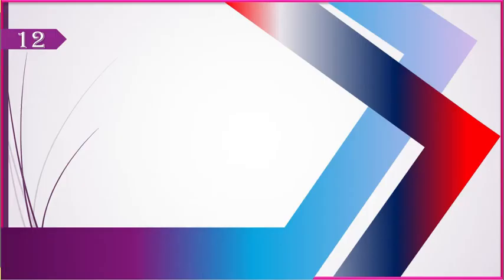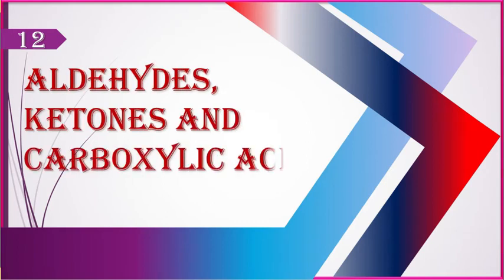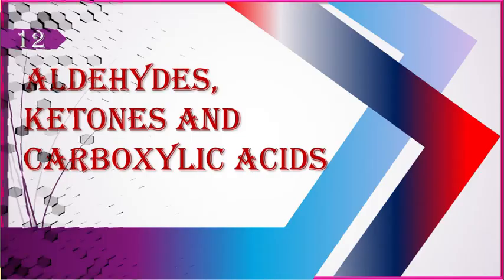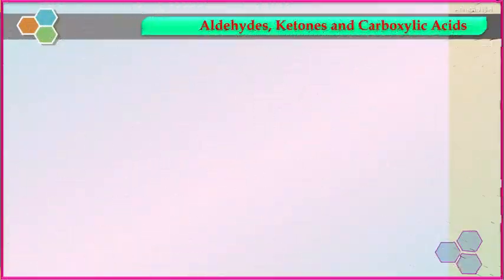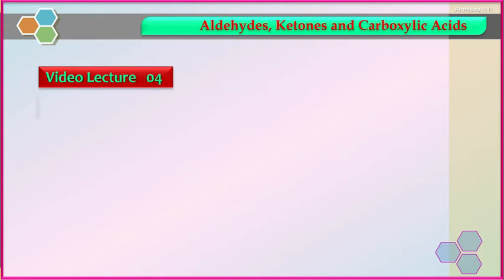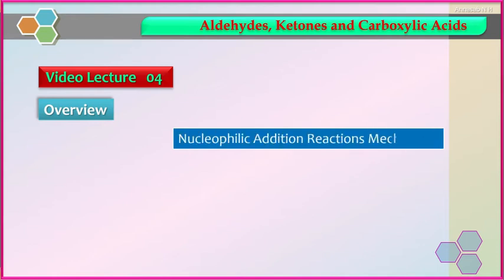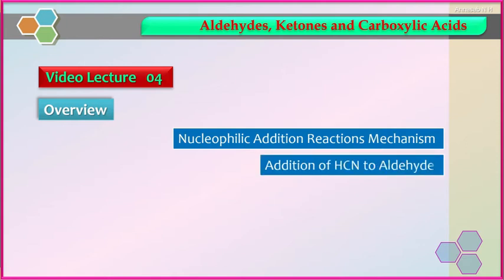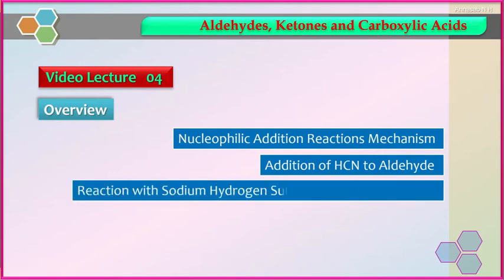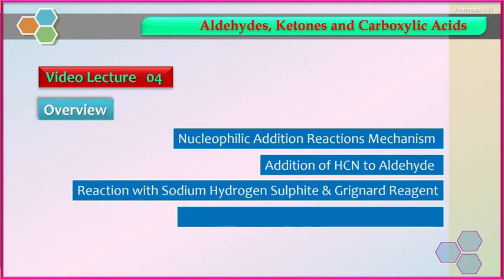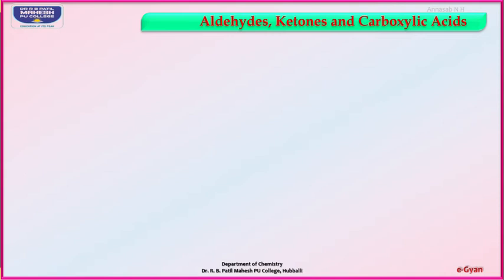Welcome students, we are learning the chapter aldehydes, ketones and carboxylic acid. In the previous video, we learned preparation of ketone and also the physical properties of aldehydes and ketones. In today's video lecture, we are going to learn nucleophilic addition reaction mechanism, addition of HCN, that is hydrogen cyanide, to aldehydes, reaction with sodium hydrogen sulfite and Grignard reagent, and also the addition of alcohols to aldehydes and ketones. Let us begin our today's session.